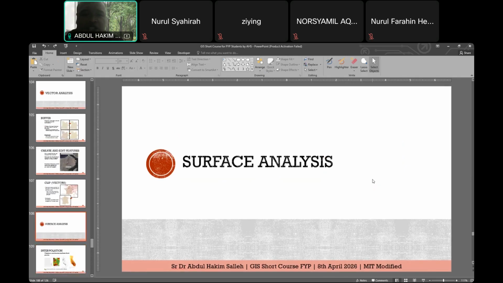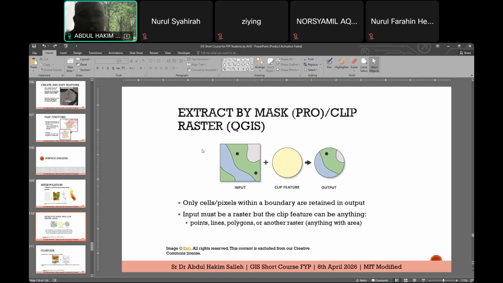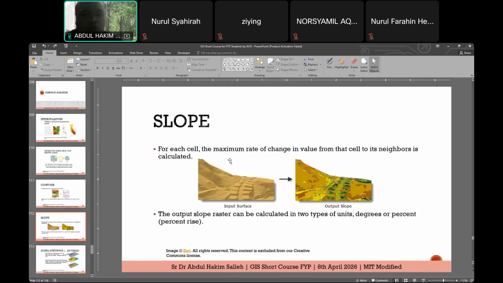Okay. Surface analysis, you can conduct interpolations, which are widely used. We will learn about these interpolations. There is extract. Of course, extract is similar to the vector extract. There is also raster extract. Contour from the DEM, DTM, or DSM. Anything that is a 3D data model, you can produce contour lines like this. You can produce slope for 3D mapping.